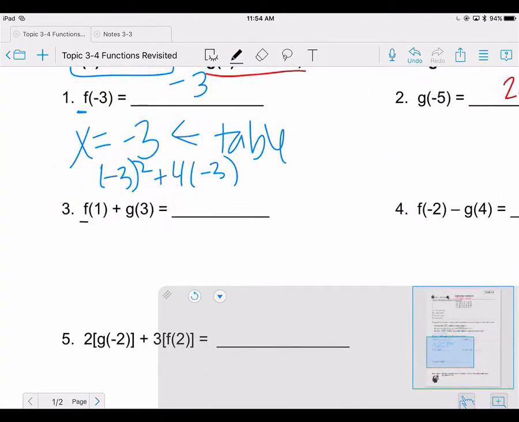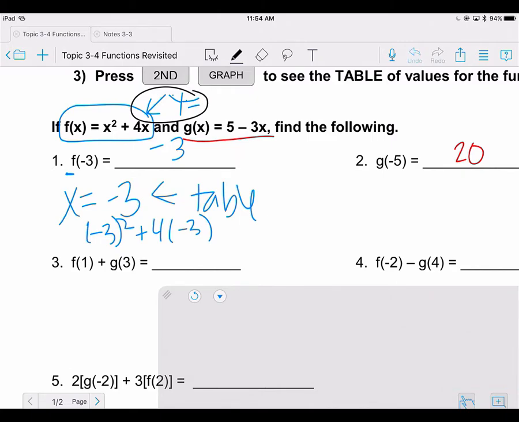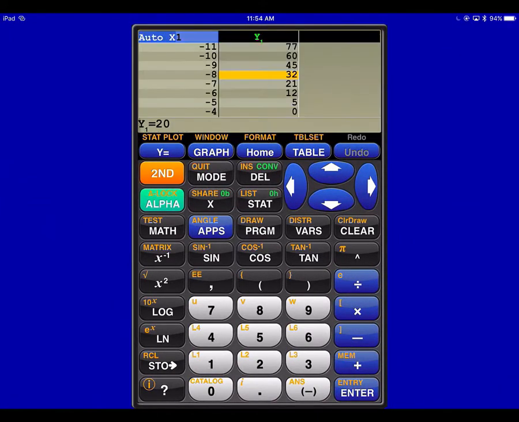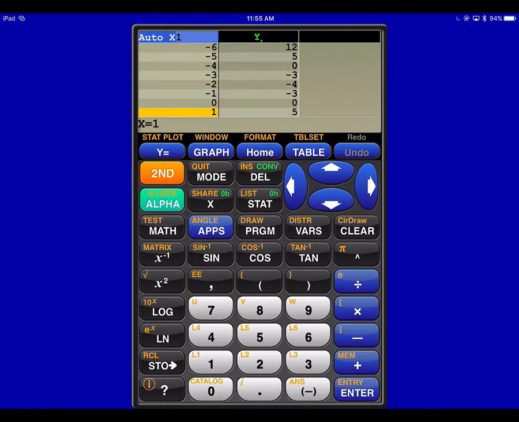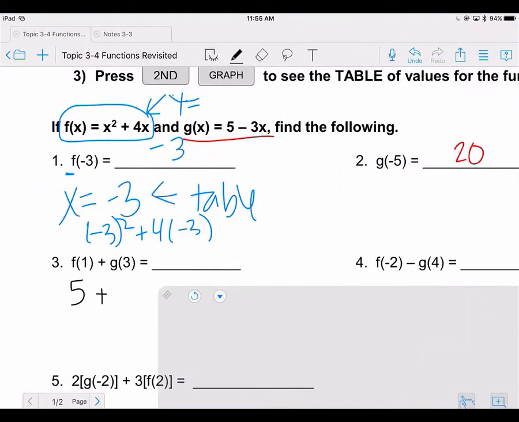Problem 3 asks us to find two separate pieces. So first I need to plug this back into y equals. So x squared plus 4x. And click table. And we are looking for f of 1. So I scroll down. When x is 1, y is 5. So I replace f of 1 with 5.